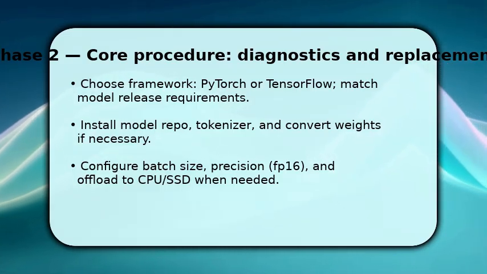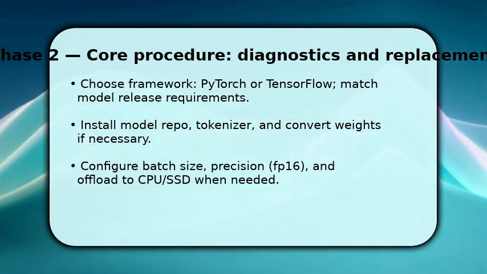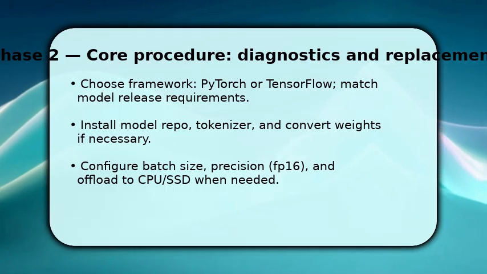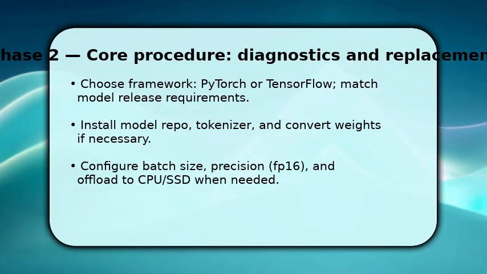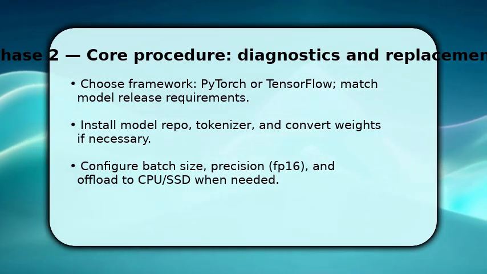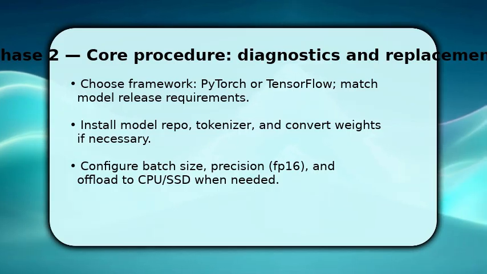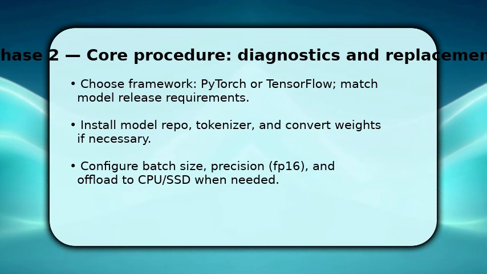Once weights are local, configure runtime settings, reduce batch size, or enable half precision to fit memory, or set up CPU/SSD offload to prevent OOM errors. Also set up a simple API or CLI wrapper so you can interact with the model reliably.